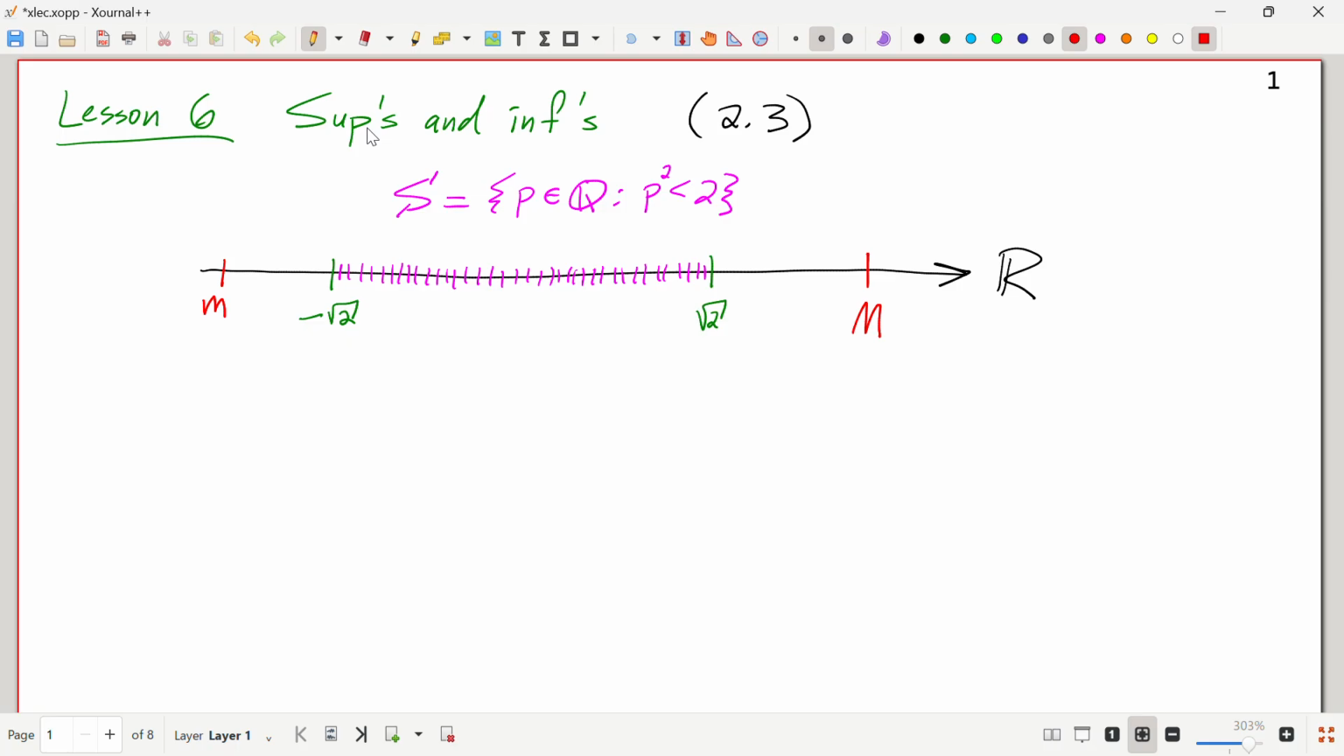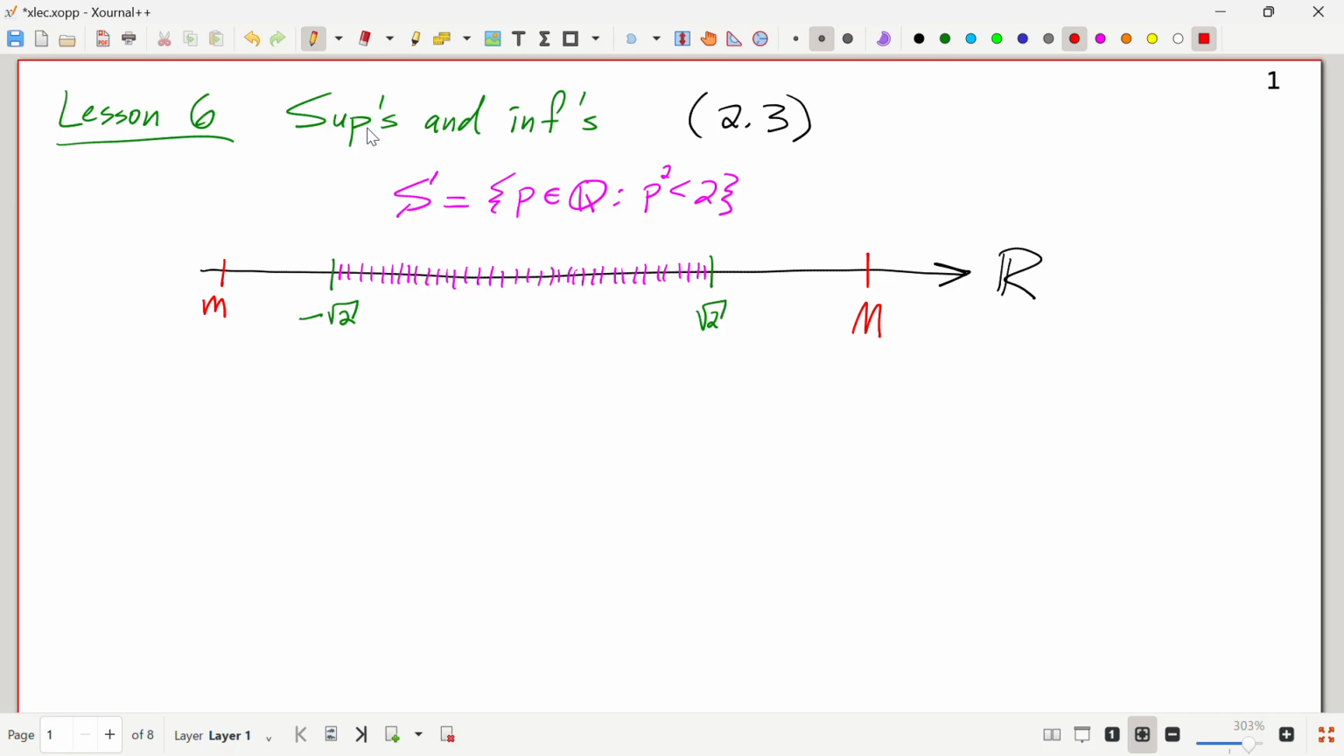I like this set here. The purple set is the set of rational numbers p so that p squared is less than 2. And now we know that the square root of 2 is an irrational number. So I could put less than or equal to there, and it would be the same set, because there is no rational number whose square is 2. That's why this is my favorite picture to put here.